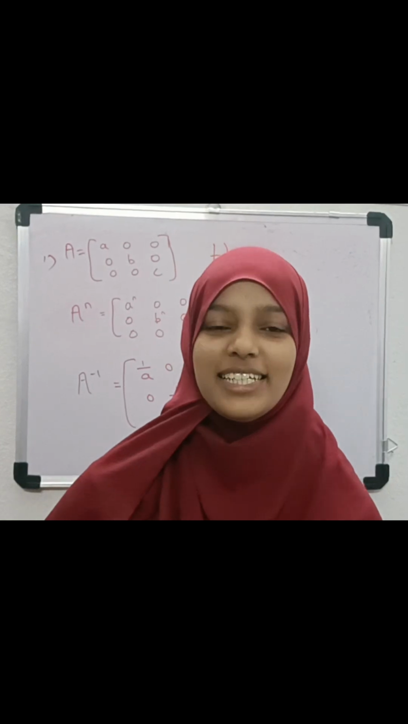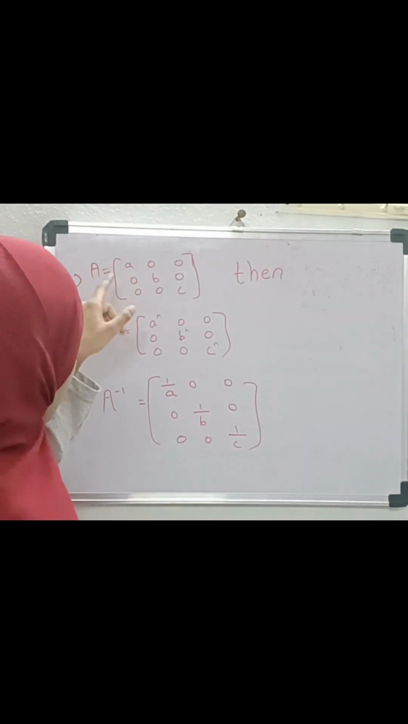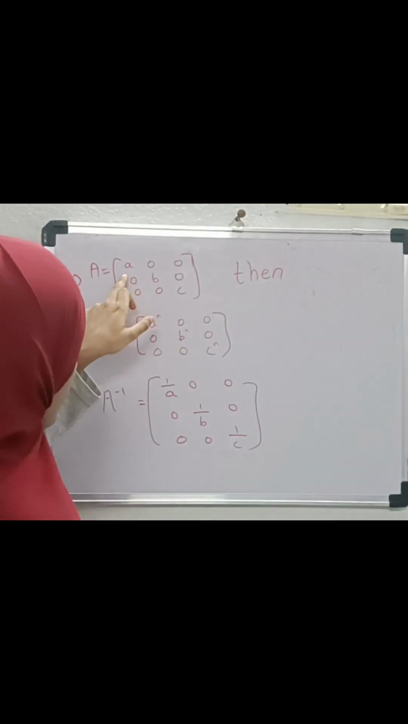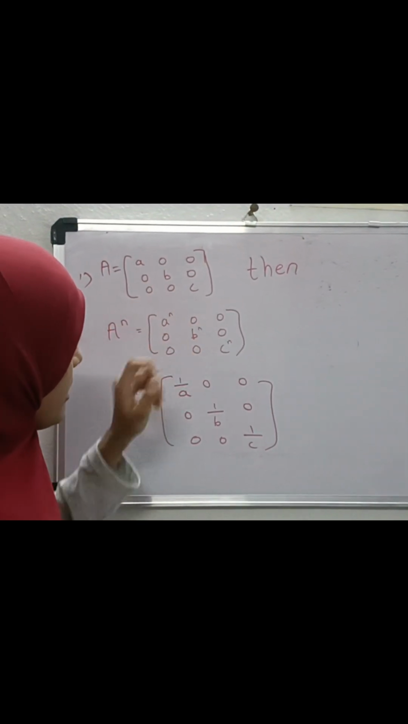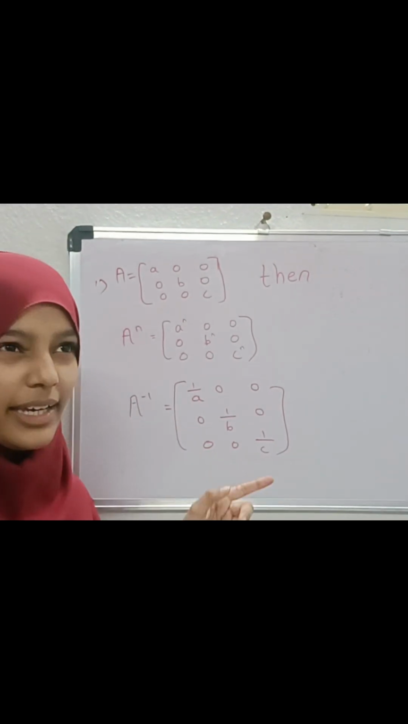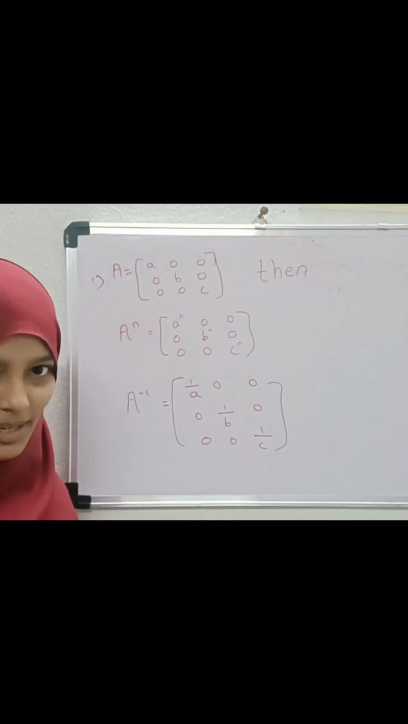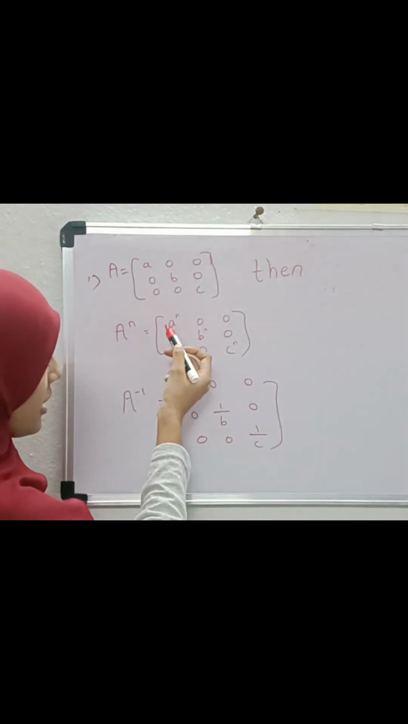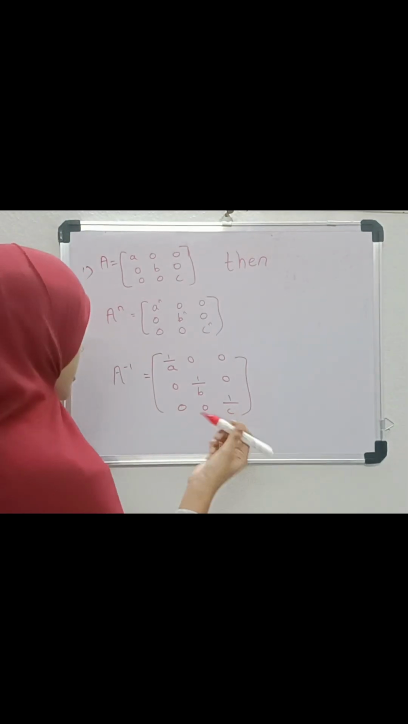Let's move to our next short trick. Here we are given a diagonal matrix, we have A 0 0, 0 B 0, and 0 0 C like this. Then what will be the value if A is raised to any power, like A to the power 2 or A to the power 3? This can be any power. So the answer will be A raised to n, B raised to n and C raised to n. The matrix diagonals will be just raised to their powers.